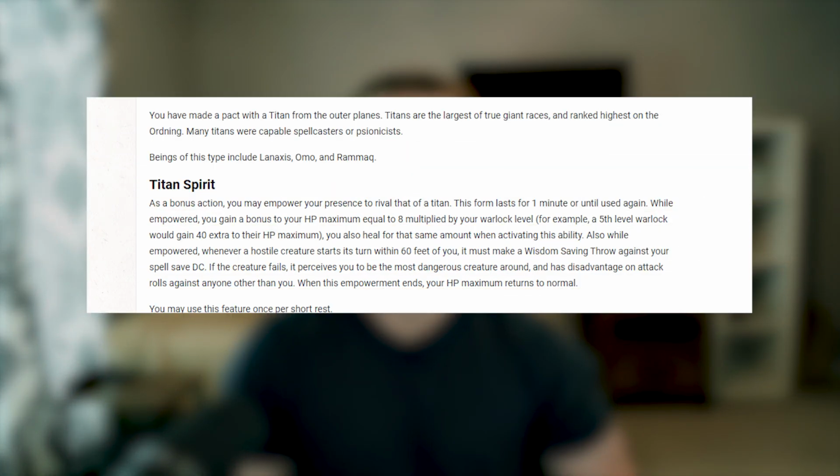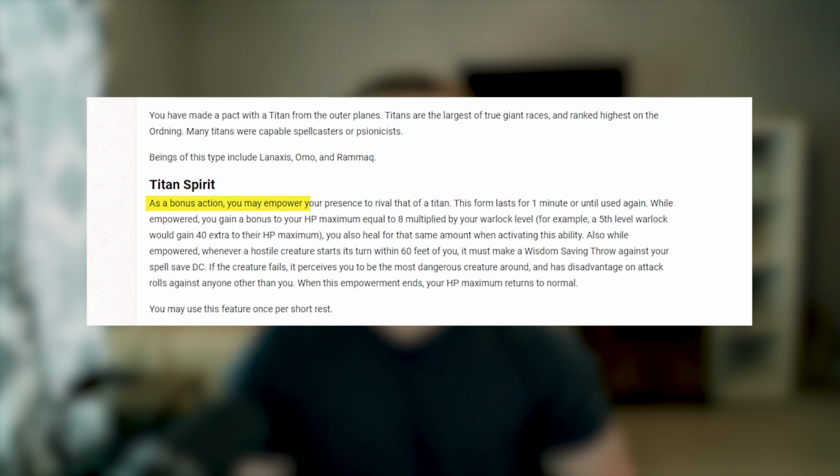Now moving on to the first ability you get at first level as part of this subclass. This ability is called Titan Spirit. As a bonus action, you may empower your presence to rival that of a Titan. This form lasts for 1 minute or until used again. While empowered, you gain a bonus to your HP maximum equal to 8 multiplied by your Warlock level. For example, a 5th level Warlock would gain 40 extra to their HP maximum. You also heal for that same amount when activating this ability.